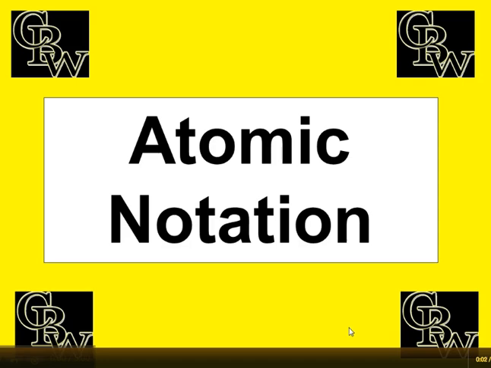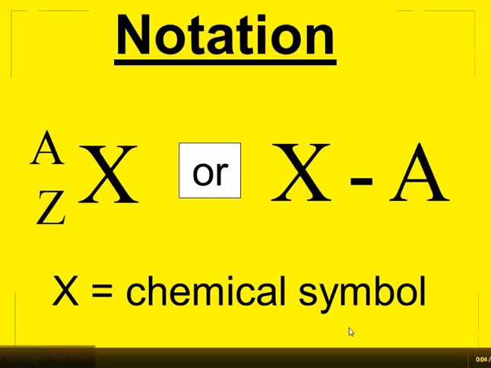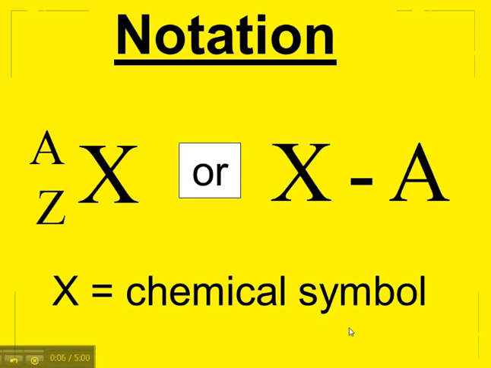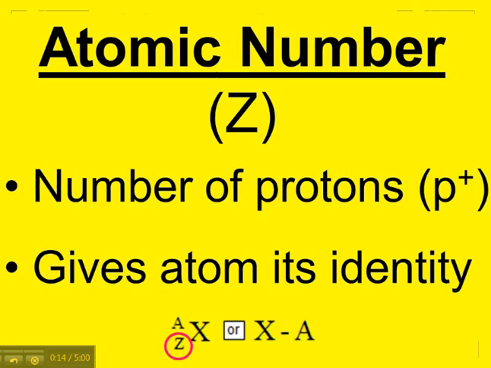Atomic notation. Chemists use two basic notation systems to communicate information about the subatomic particles present within atoms. The most important piece of information is atomic number.